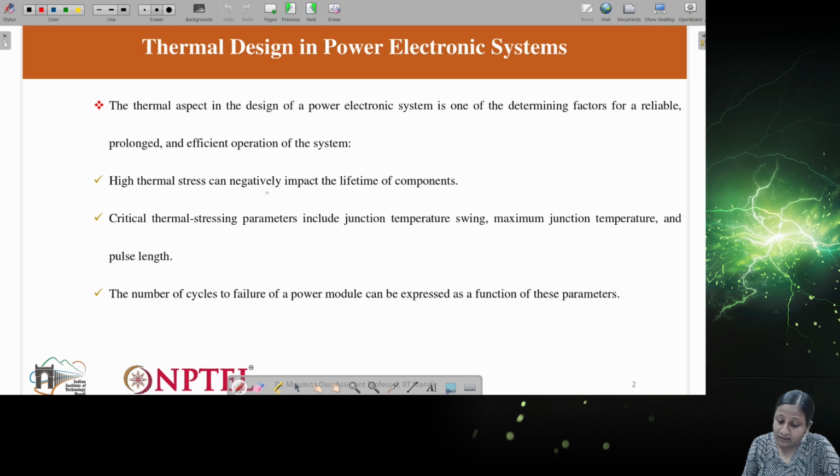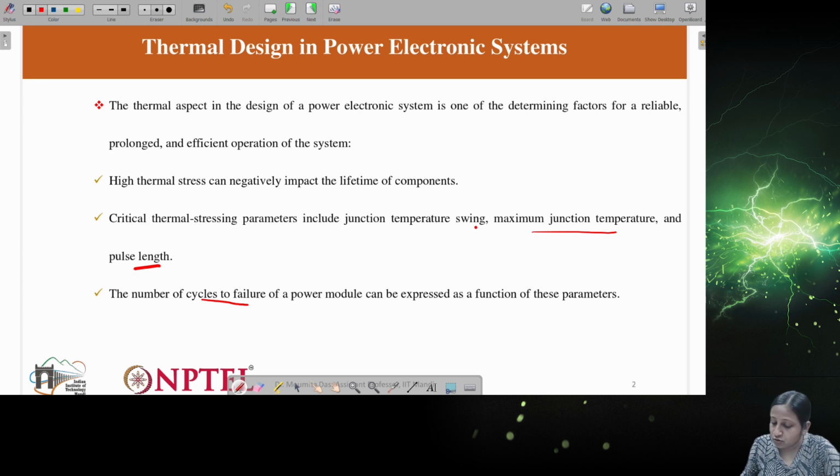The thermal stress can negatively impact the lifetime of the component. Obviously, this will affect the reliability of the entire system. The critical thermal stressing parameters include junction temperature swing, maximum junction temperature and pulse length. The number of cycles to failure of a power module can be expressed as a function of these parameters. This cycle to failure tells us how many cycles the converter is going to operate and what the rate of failure will be. Based on that we can tell about the reliability of the system.